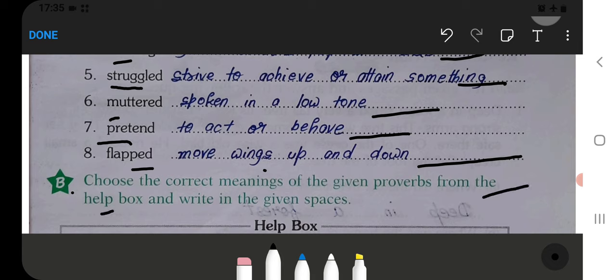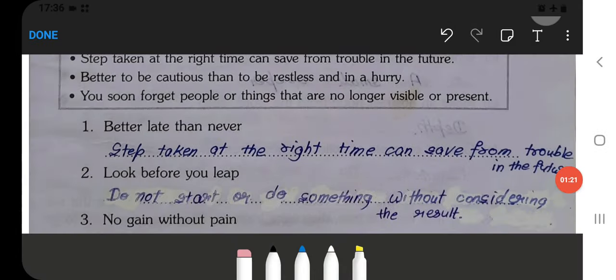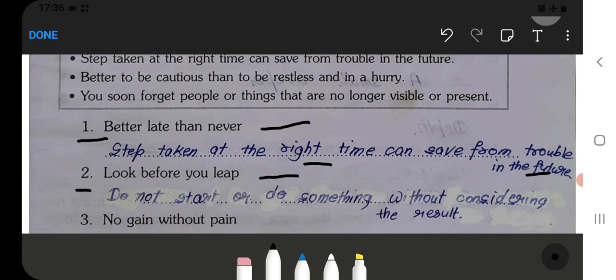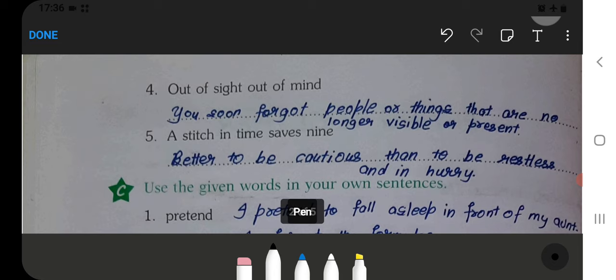Choose the correct meanings of the given proverbs from the help box and write in the given spaces. Help box. First one is: better late than never. Step taken at the right time can save from trouble in the future. Look before you leap, do not start or do something without considering the result. No gain without pain, you can never achieve anything without making sincere efforts. For number four, out of sight out of mind, you soon forget people or things that are no longer visible or present.